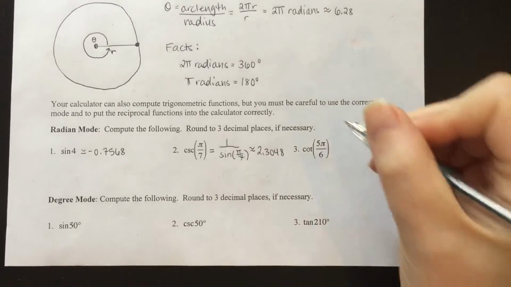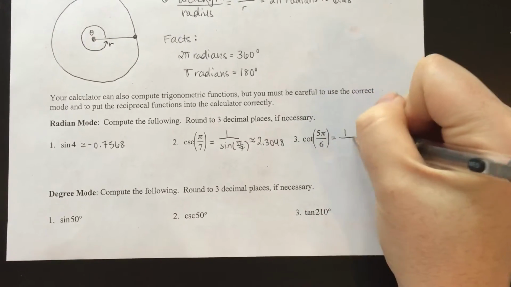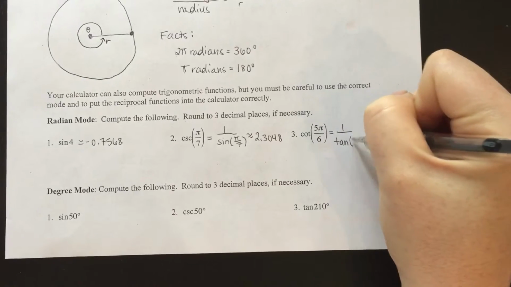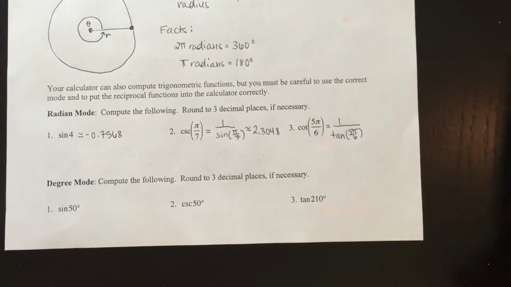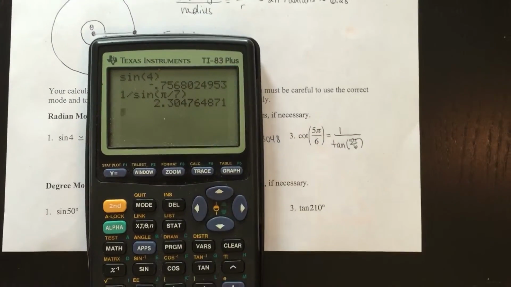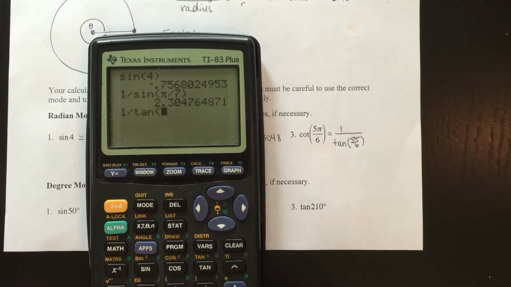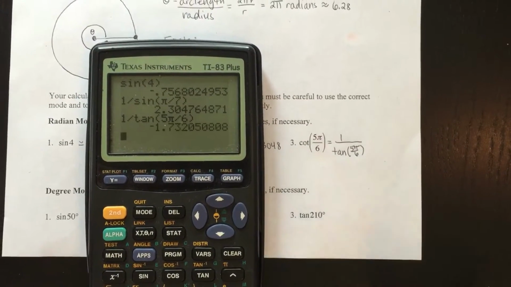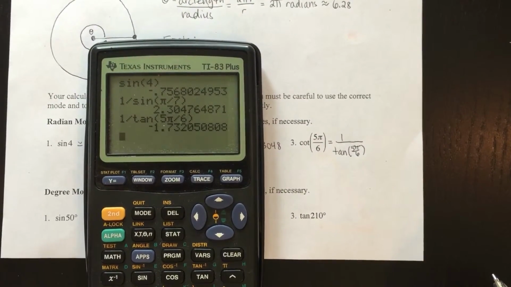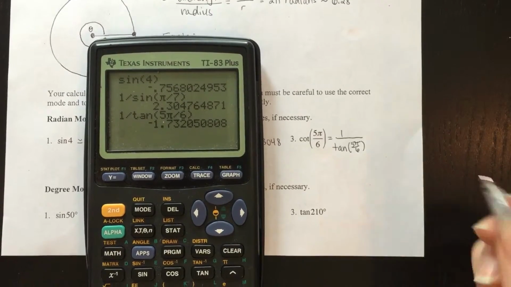I'll have to do the same thing for cotangent. I don't have a cotangent button, so I need to type 1 divided by tan of 5 pi over 6 and see what that gives me. Again, if I round, that'll give me negative 1.7321.